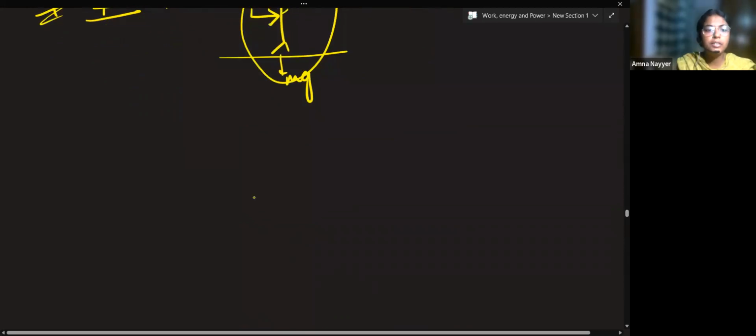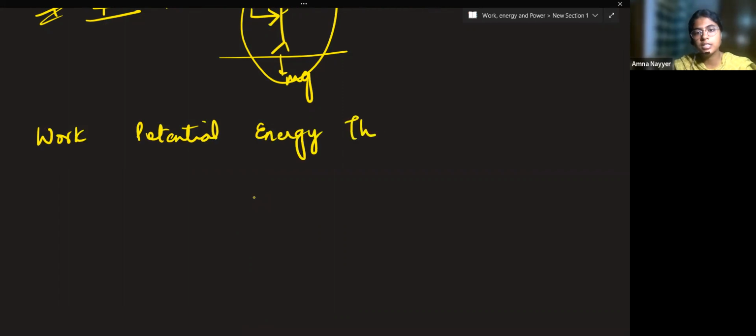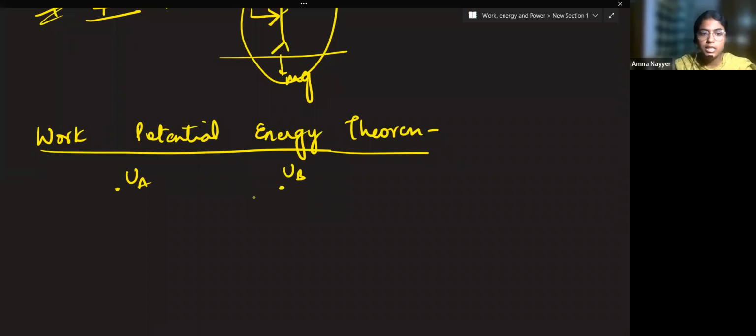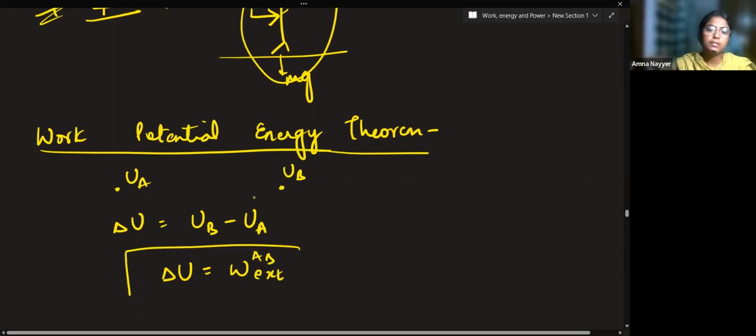So even if I talk about work, potential energy theorem, this is exactly what you have studied for kinetic energy. Let's say this is some initial potential energy. This is some final potential energy. Change in potential will be what? UB minus UA. So this change in potential energy will be equal to the work done by the external force.